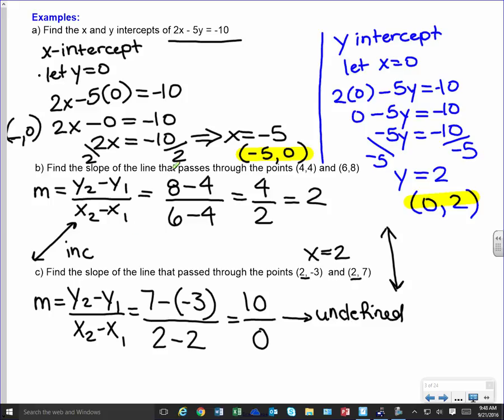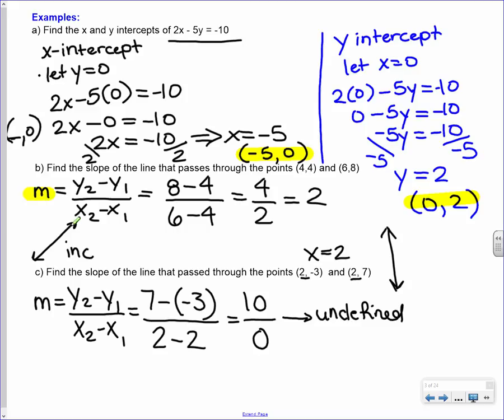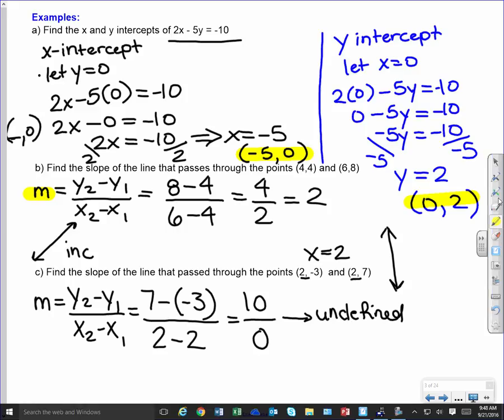Now find the slope of the line that passes through the points 4, 4, and 6, 8. So if I have 2 points, I can find the slope, right? This is the slope formula. M equals, so M is what we use to represent slope. M equals y2 minus y1 over x2 minus x1. So looking at these, it doesn't matter which one you label as Y1 or Y2, okay, as long as you're consistent with which Y goes with which X, okay?